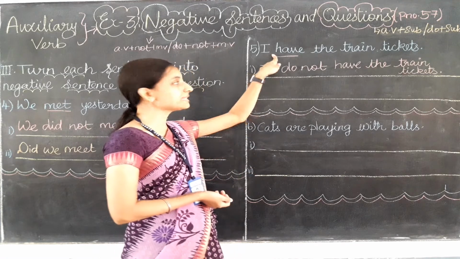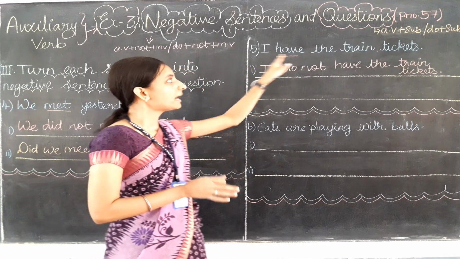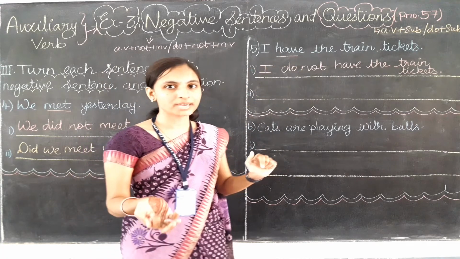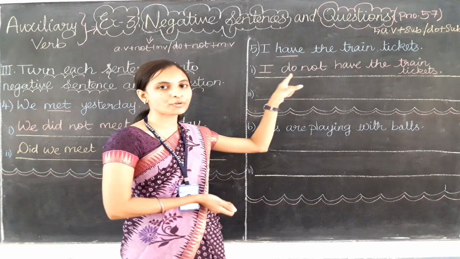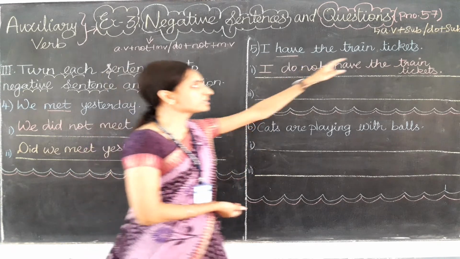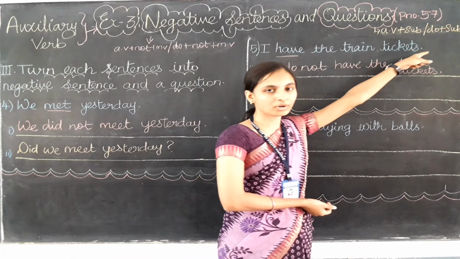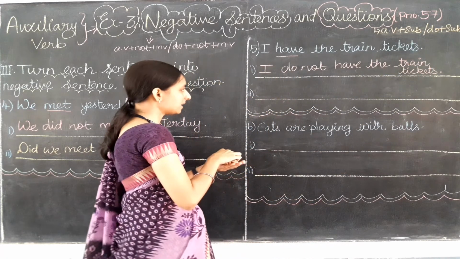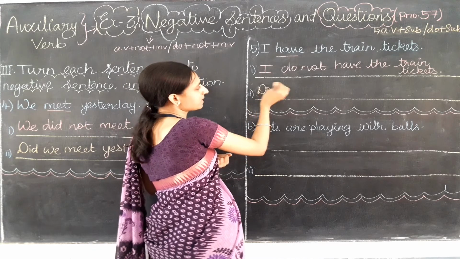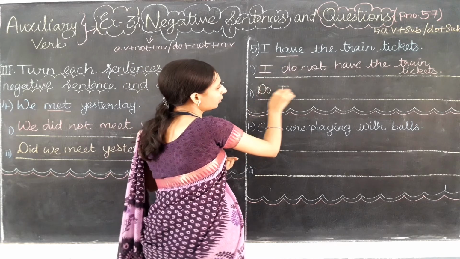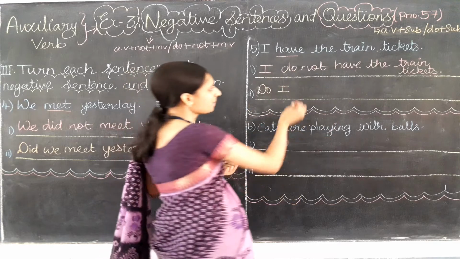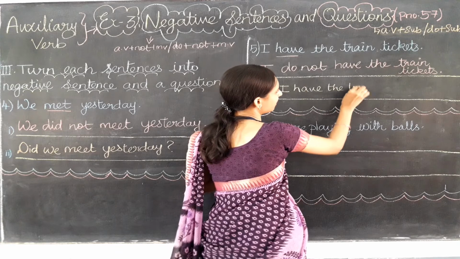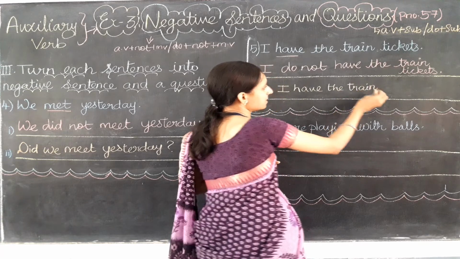Okay, let's make this sentence into the question sentence. I have the train tickets. How can we make it? Yes, there is no auxiliary verb, we have already found, and we have used the do form, that is do only. So what is the rule? We need to write the do form verb first, then the subject. Can you tell me which do form verb we need to use? Yes, that is do. Then what is the subject here? That is I, do I, and all other things will come as it is. Do I have the train tickets?